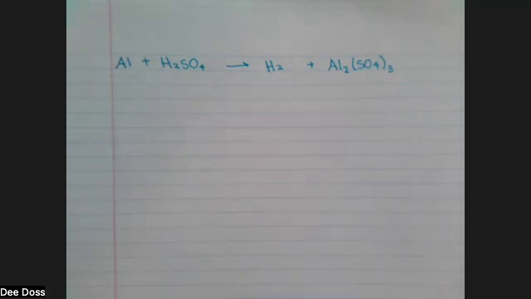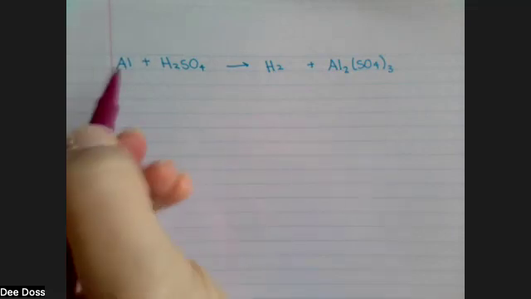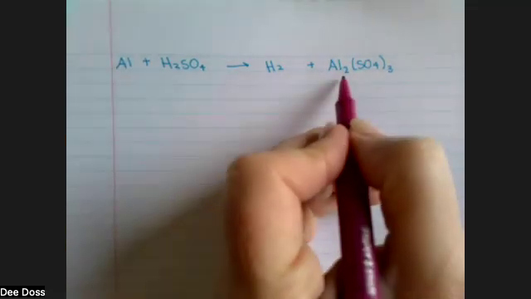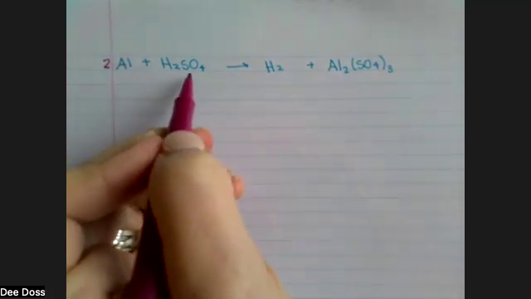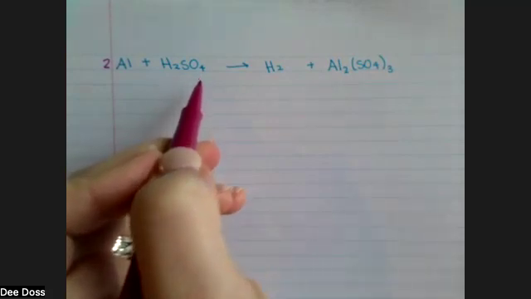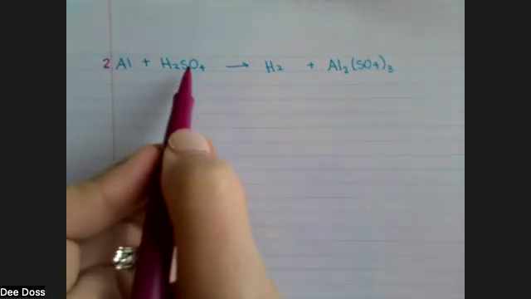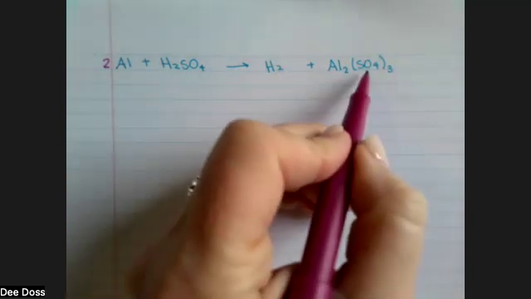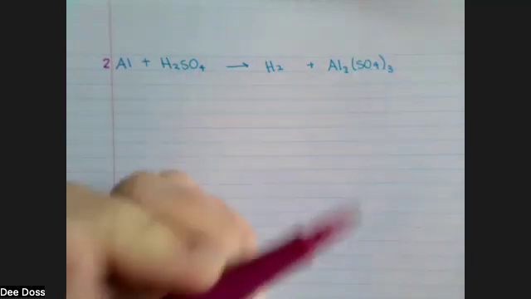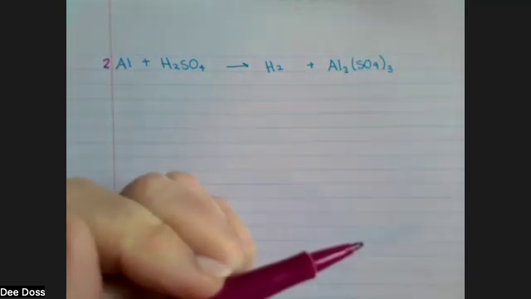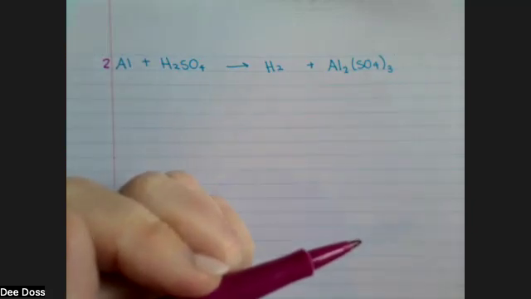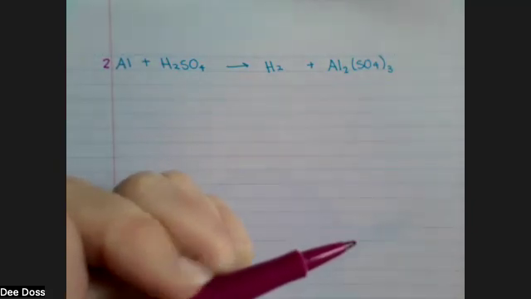Okay, again, we go with the rules. H's are last, O's are last. We're going to talk about that here in a minute. So, one Al, two Als. I'm going to go ahead and put a two out front. Now, I have H's, I have S's, and I have O's. What you want to notice is I have SO4 here and I have SO4 here. If a polyatomic ion is the same on both sides, keep them together. It makes it 100 times easier to balance. Yes, you can break it up, but it's just going to be harder.